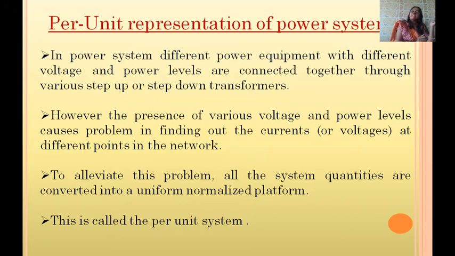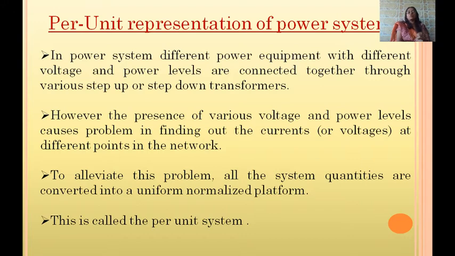This is connected to step up and step down transformers which work at different voltage levels. However, the presence of various voltages and power levels causes problems in finding out currents or voltages at different points in the network, because it works at different voltage and current levels. So to alleviate this problem, all the system quantities are converted into a uniform and normalized platform.